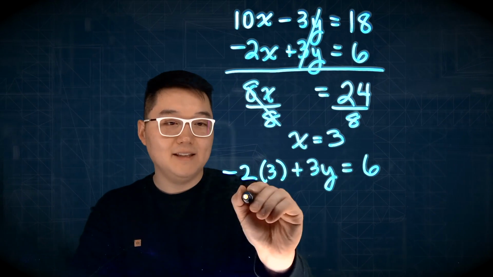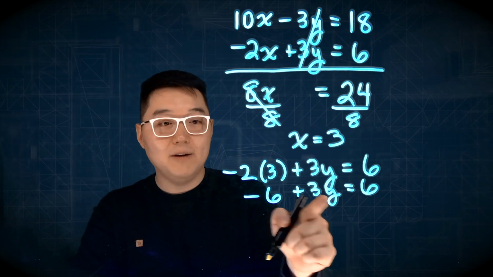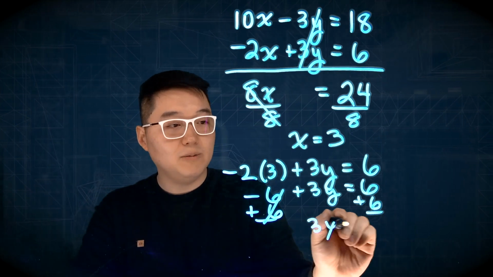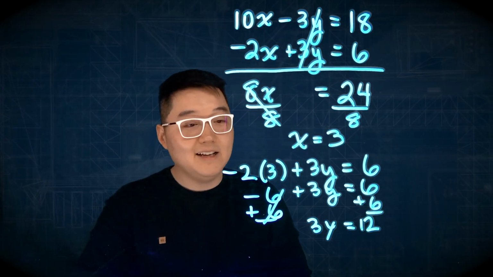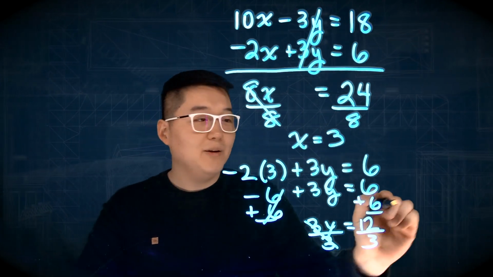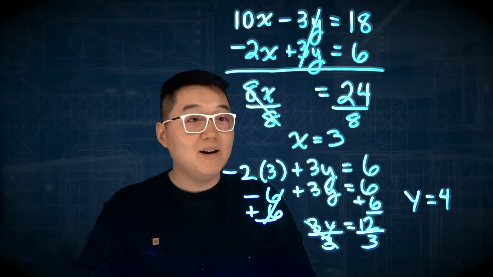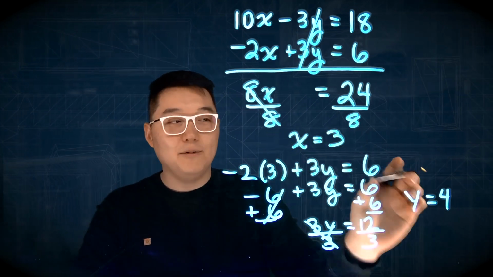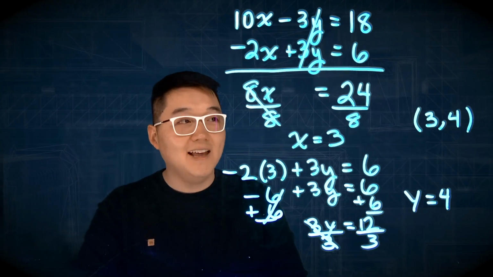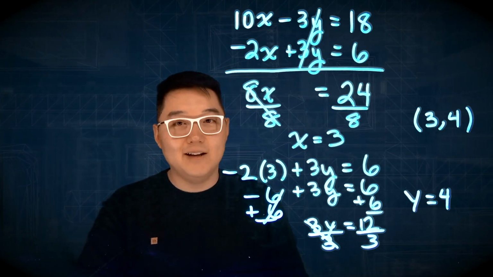Well, negative 2 times 3 is negative 6. And then if we continue solving for y, to isolate y, we're going to add 6 to both sides. So 3y equals 12. Then to get y isolated, we're going to divide both sides by 3. So what is y equal to? y is equal to 4. So there you go. We now have a solution, x equals 3 and y equals 4, or the coordinate point 3, 4. And that is a solution to the system of these two linear equations using the elimination strategy.